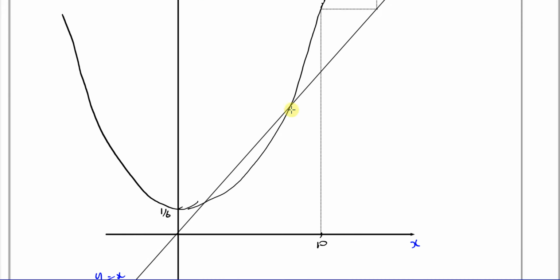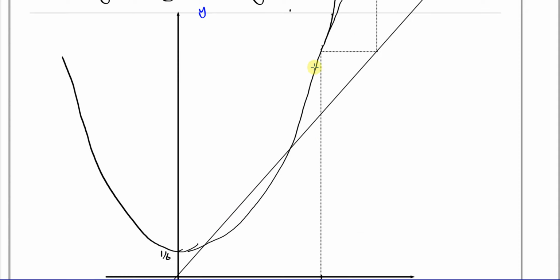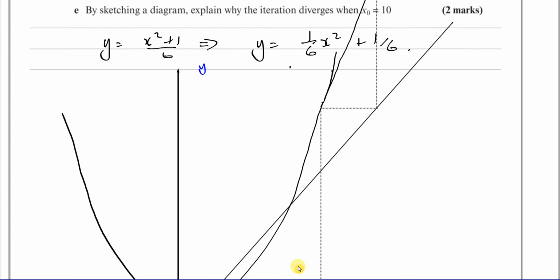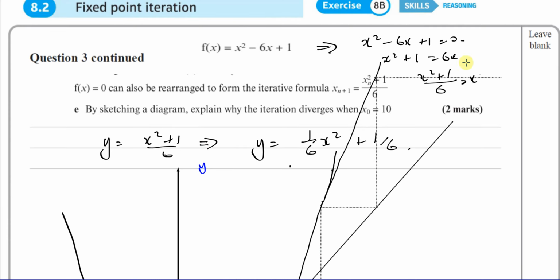So any value which is on this side of the intersection will go towards the root, because that will give you a value here, which will then be put into the equation, and then when it goes back in, it's going to go like this, basically. It's going to end up towards this root. But on that side, it's going to go away from this particular root. So it's going to diverge.